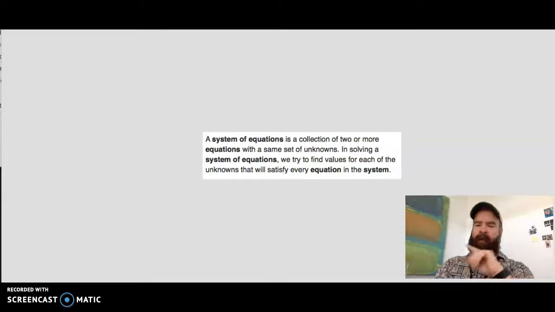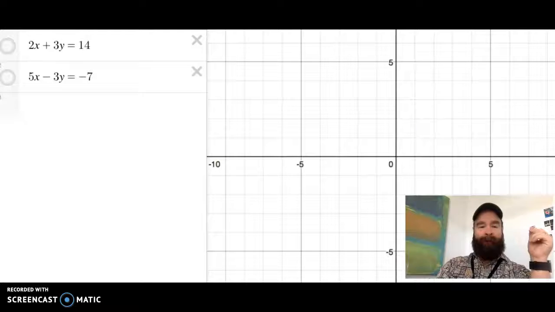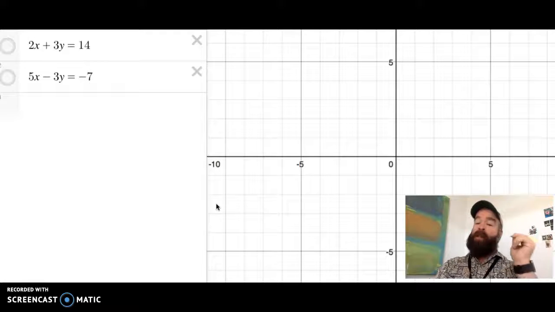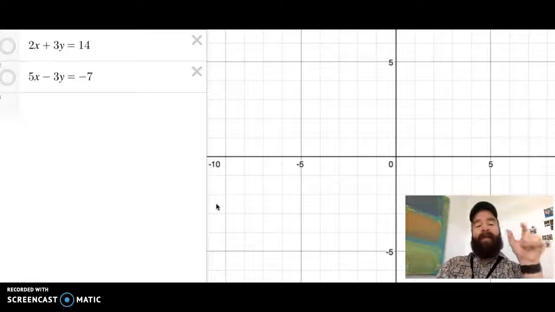So the first way you typically learn how to solve systems of equations is through graphing. So let me pull up a graph here. Here are two equations, and I want to find the solution to the system of equations. In other words, I want the x and y values that simultaneously satisfy both of those equations.